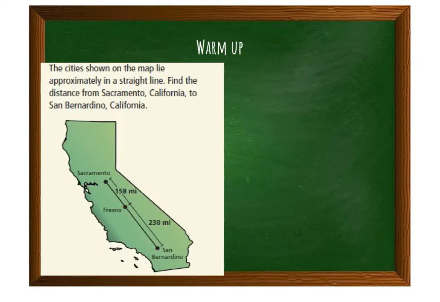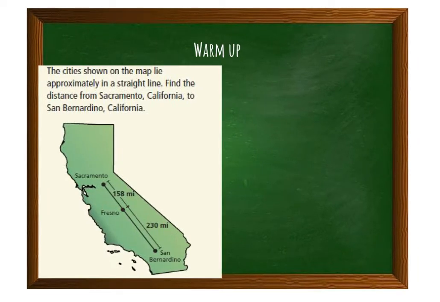It says that the cities shown on the map lie approximately in a straight line. Find the distance from Sacramento, California to San Bernardino, California. Okay, so it's asking for the total distance from this point to this point. Now we know the distance between Sacramento and Fresno, and then from Fresno to San Bernardino. So we can therefore calculate the distance between Sacramento and San Bernardino. All we need to know is that 158 miles plus 230 miles is going to be equal to the distance.